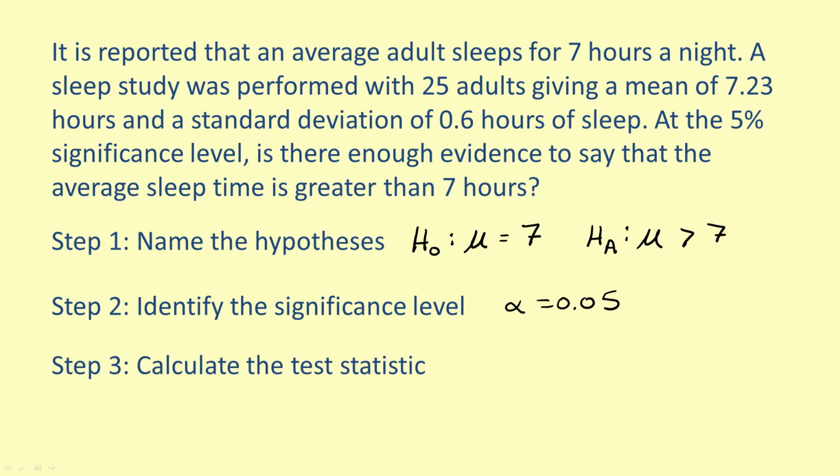Now we can calculate the test statistic. The formula requires the sample mean x bar, which is 7.23. The sample standard deviation S, which is 0.6. The hypothesized population mean mu sub 0, which is 7, and the sample size n, which is 25.